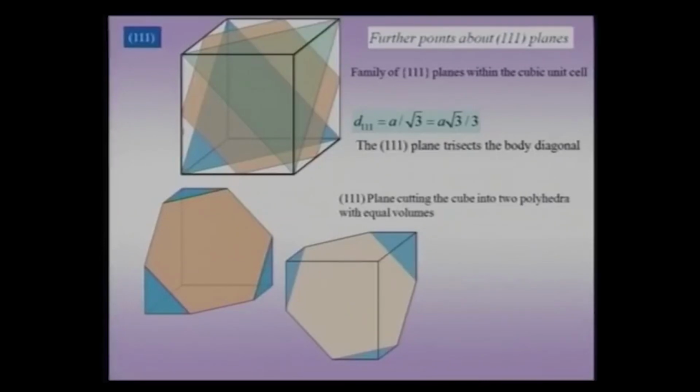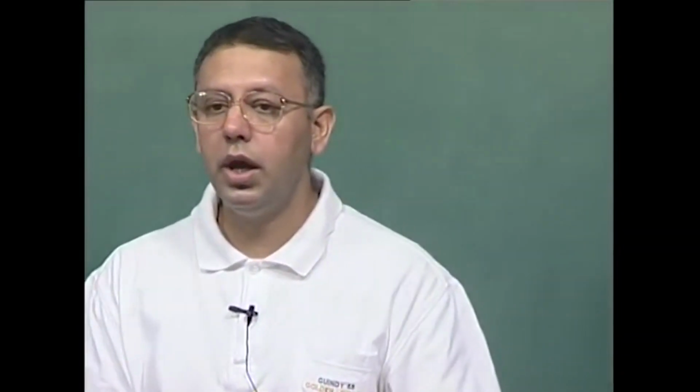So, these are all 111 planes. d111 is a by square root of 1 squared plus 1 squared plus 1 squared, which is a by root 3. I can write this also as a root 3 by 3. Now, what is a root 3? Root 3 a is the body diagonal of the cube. So what is a root 3 by 3? It is 1/3 of the body diagonal of the cube. In other words, my 111 planes will trisect the body diagonal.